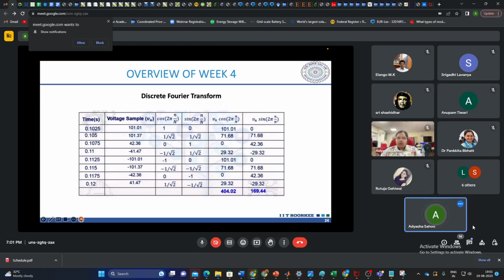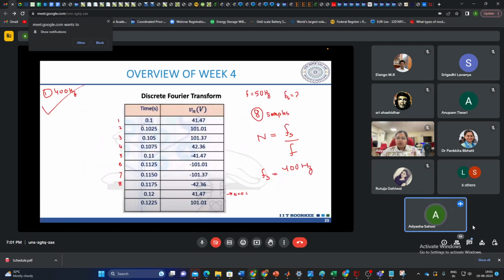So let's say here we took the samples from this time step 0.1025 to 0.12, because at t equal to 0.1025 we had 101.01. It is again repeating here. So that means our cycle is from this to this. So we'll take it to the next window.